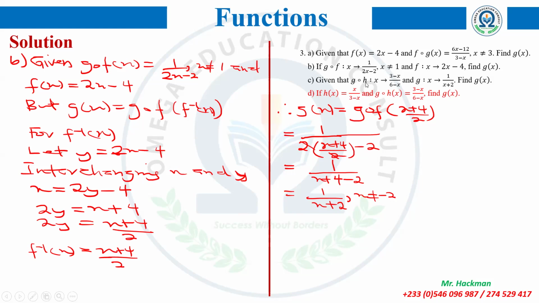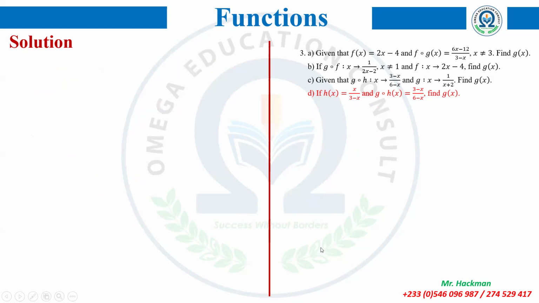G of H of X, meaning I feed G to H of X. So this one you can do, then you come and try that one. Let's do the C, and the D will be yours as your assignment. We are given two functions, both the composite and the simple: G of H.